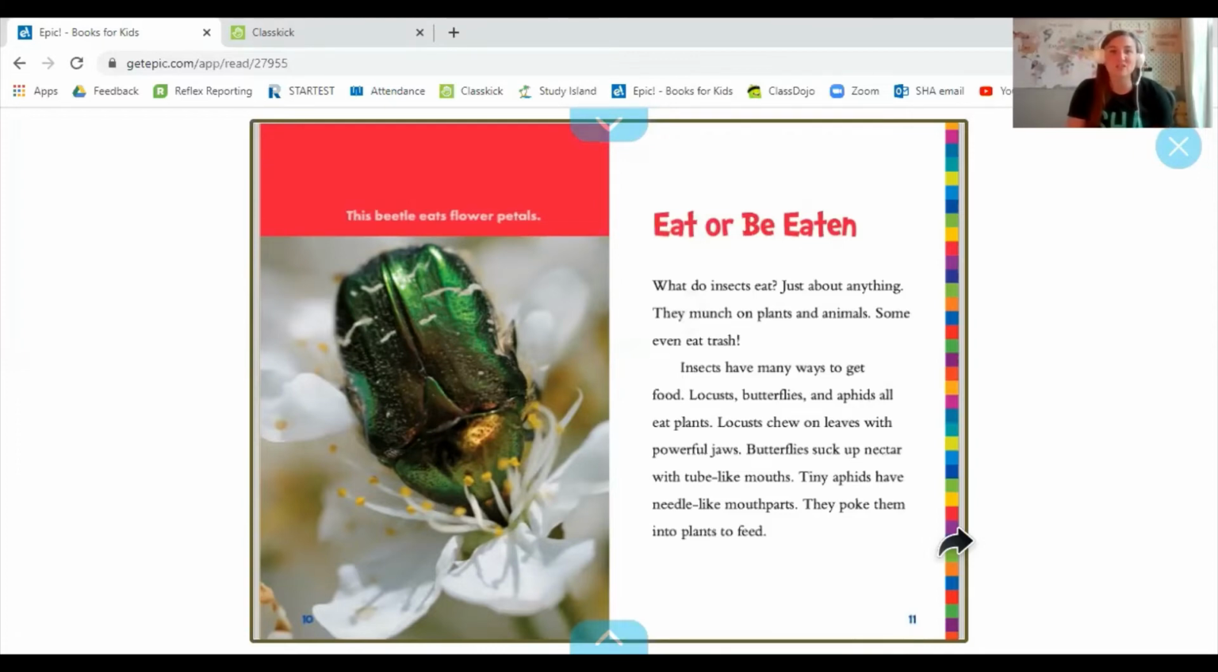Some even eat trash. Insects have many ways to get food. Locusts, butterflies, and aphids all eat plants. Locusts chew on leaves with their powerful jaws. Butterflies suck up nectar with tube-like mouths. Tiny aphids have needle-like mouth parts. They poke them into plants to feed.